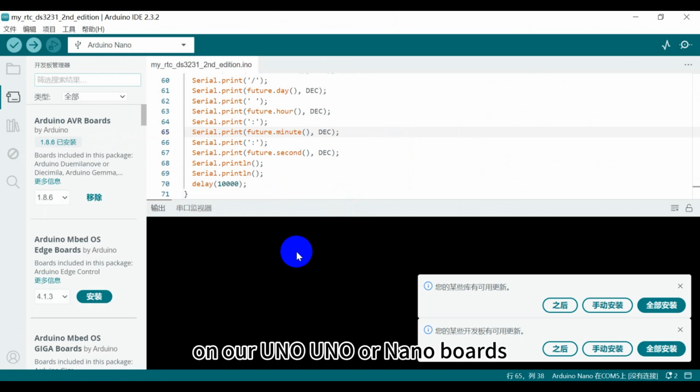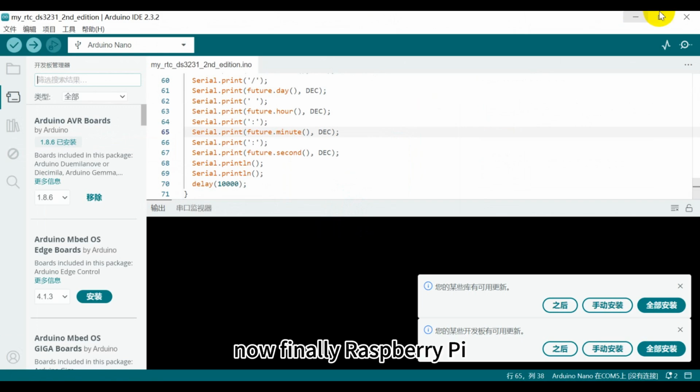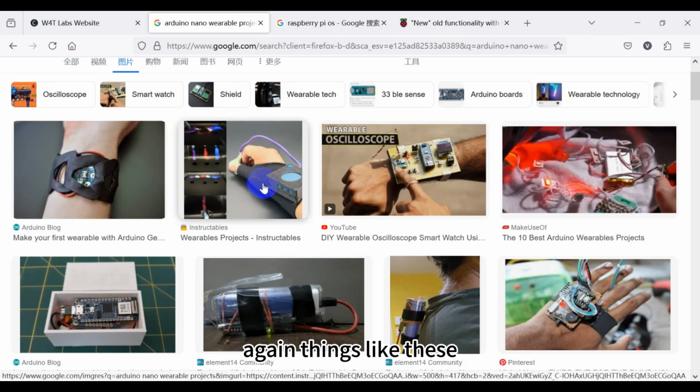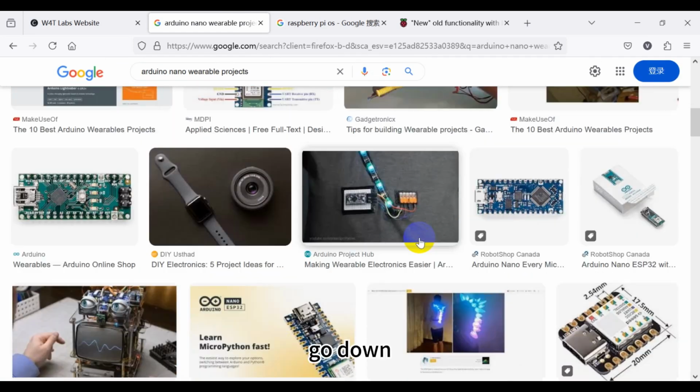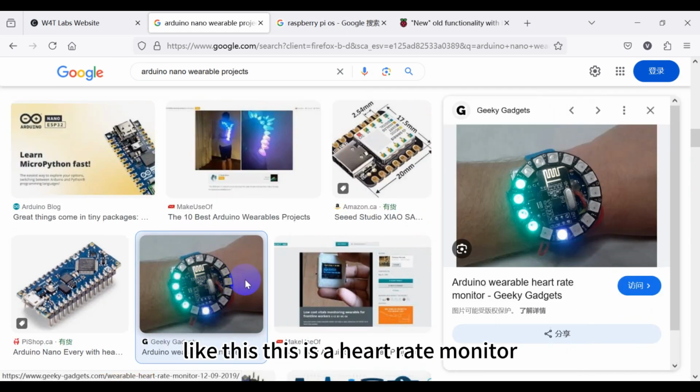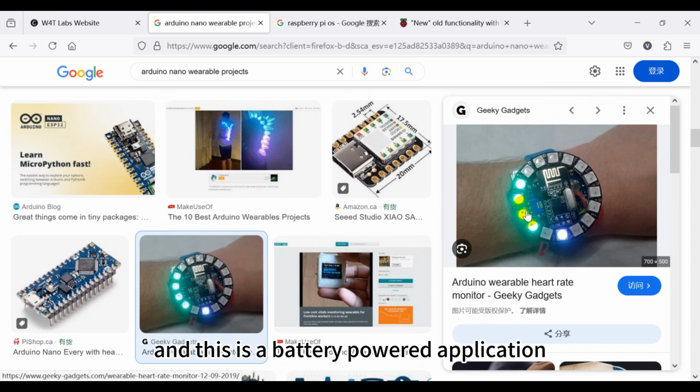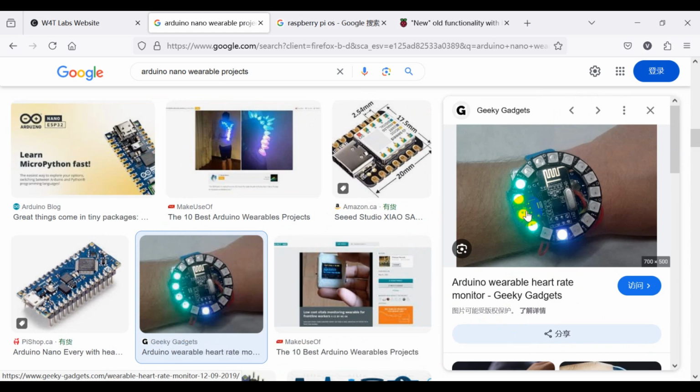Now finally, Raspberry Pi has a higher power consumption, while Arduino Uno and Nano are more suitable for battery powered applications. Again, things like these. Let's go down like this. This is a heart rate monitor, and this is a battery powered application because it has low power consumption and batteries are more versatile than a power source.